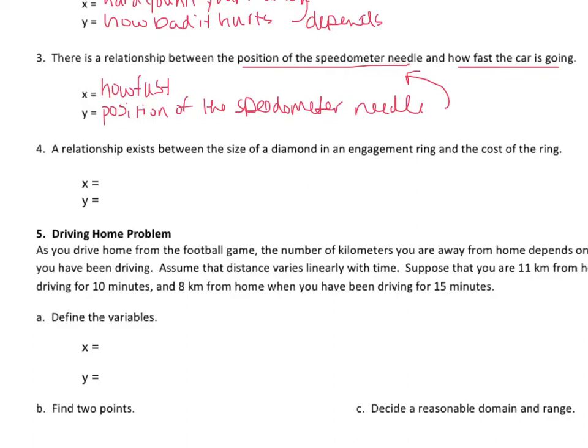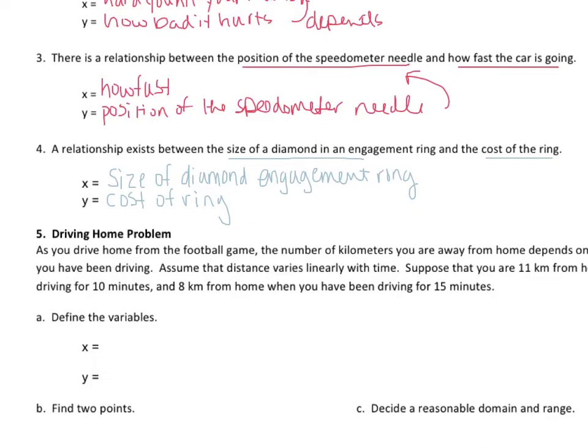Okay, I want you to try this next one, number 4, and just pause the video while you try it and then press play again when you're ready to check your answer. Okay, hopefully you got the X variable to be the size of the diamond engagement ring, and then Y to be the cost of the ring. Again, the cost depends on the size of the diamond.